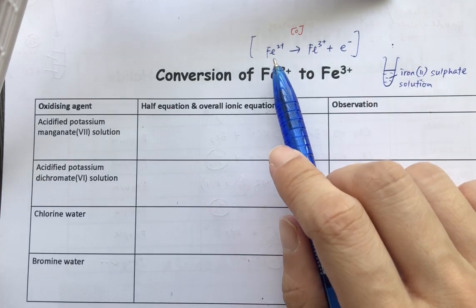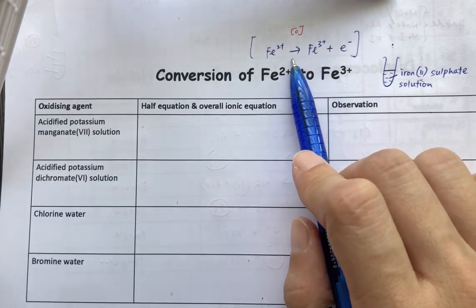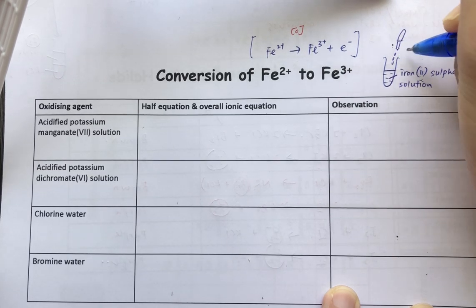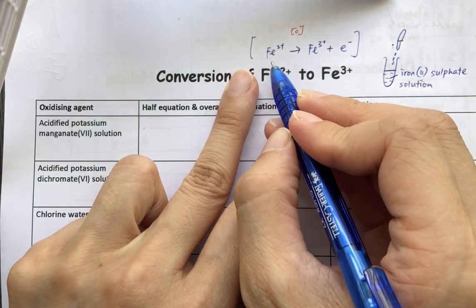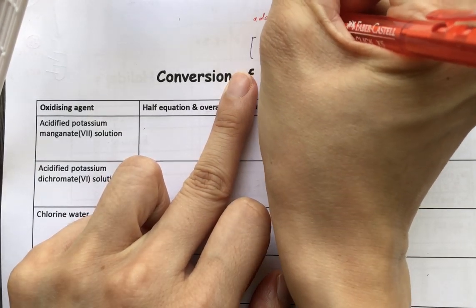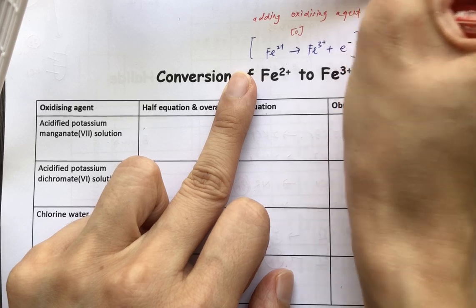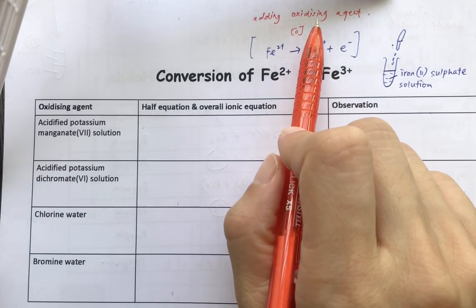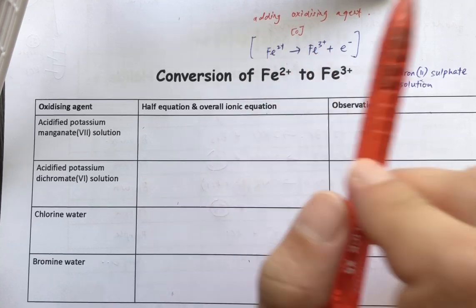So how are you supposed to convert iron 2 to iron 3? Very easy. Since this is an oxidation reaction, you can add a few drops of oxidizing agent. So how do you convert Fe2+ to Fe3+? By adding oxidizing agent, because oxidizing agent can help to oxidize iron 2 to iron 3.